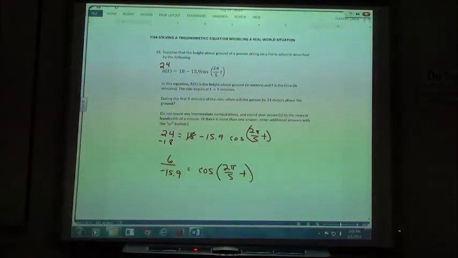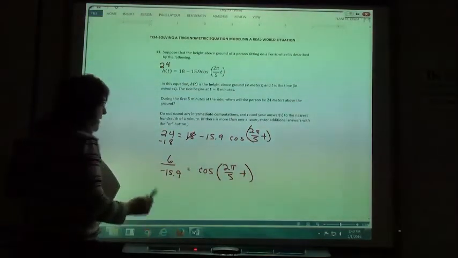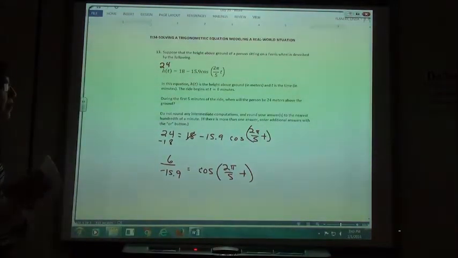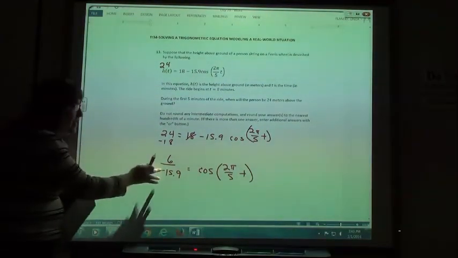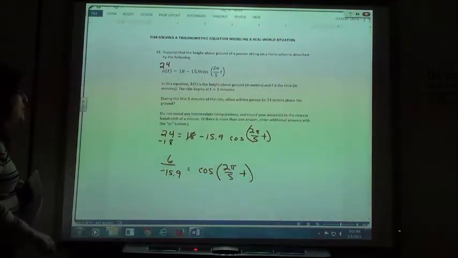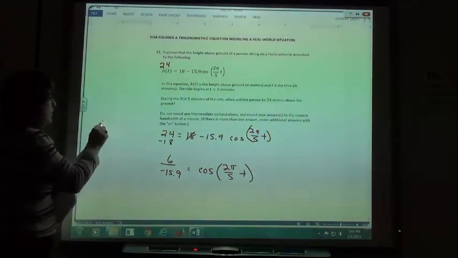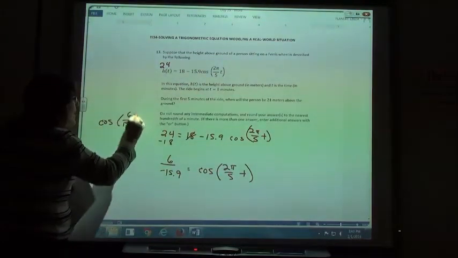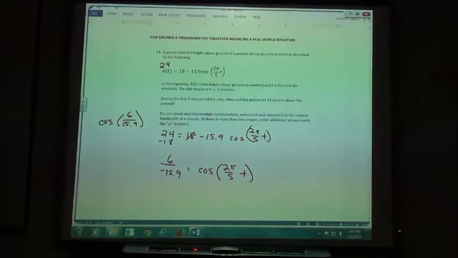Now, what I'm going to do, first of all, is figure out where my angle is. But I want my angle to be positive, and then I'm going to figure out what quadrants I'm in for cosine to be negative. So when I do this on my calculator, I'm going to do the cosine of 6 over 15.9. Notice I'm using the positive and not the negative. That's going to tell me my angle in quadrant 1.